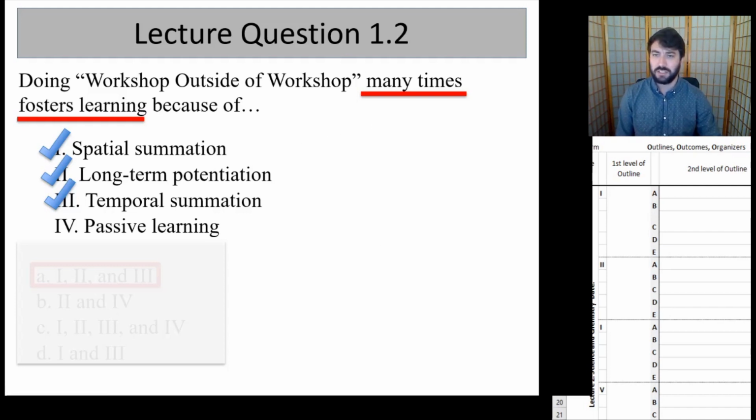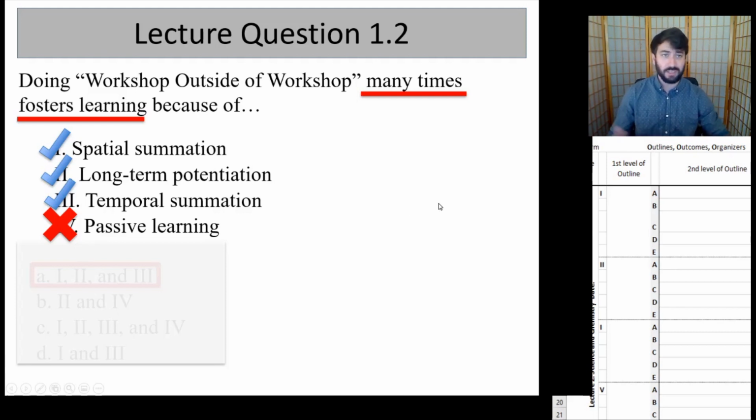So let's finally get down here to passive learning. Well, I think it's pretty clear that passive learning is not really involved in workshop outside of workshop. Right? We talked very much about how active you're being: you're talking with people, you're drawing organizers, you're listening to people, you're using your hands, and so on and so forth. So I think it's pretty clear that workshop outside of workshop is not a passive learning process. So we can ignore that one.